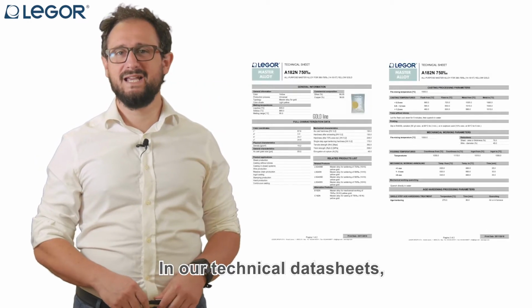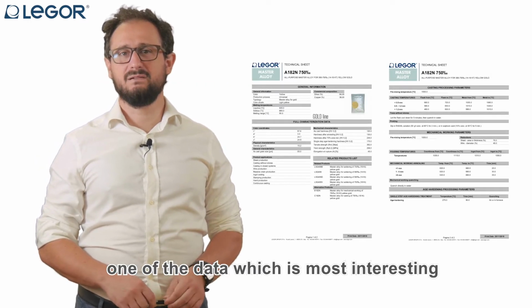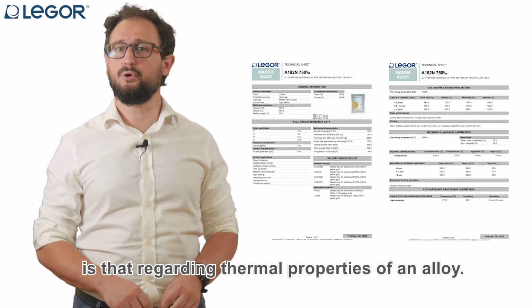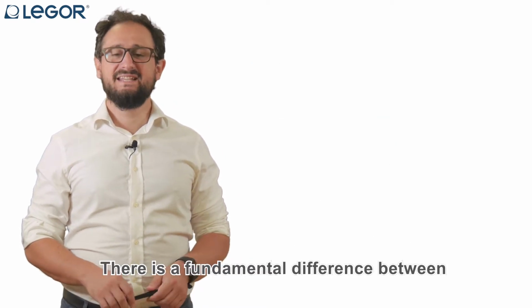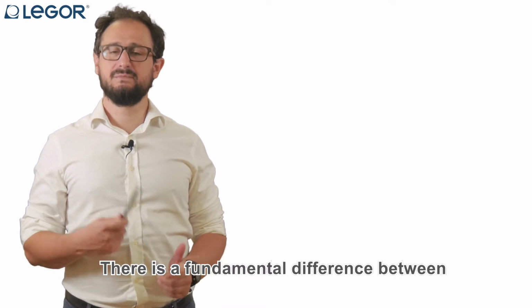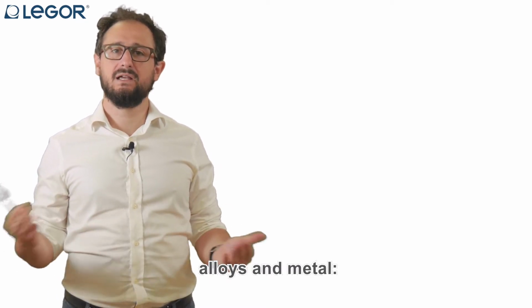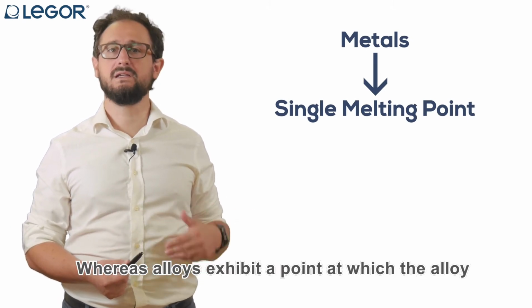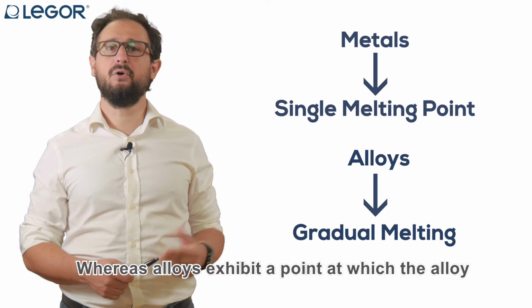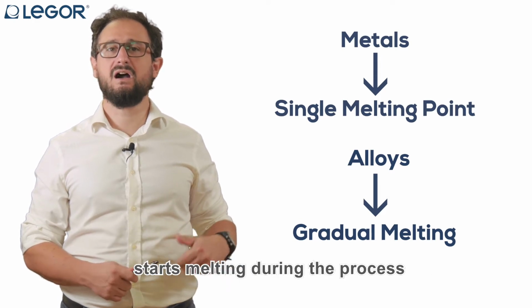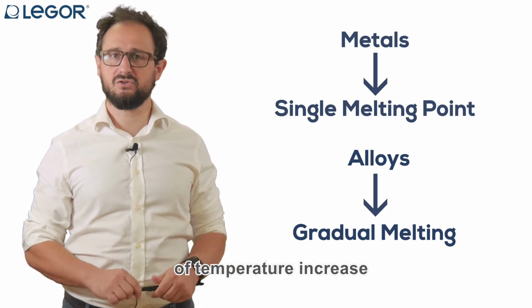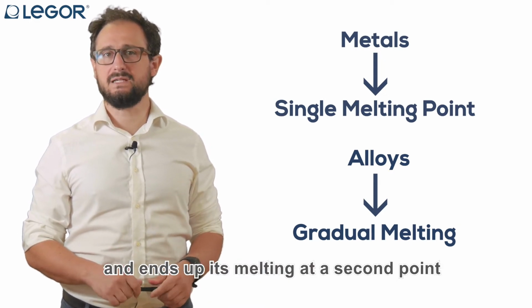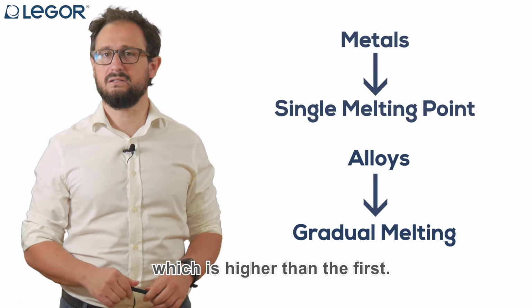In our technical data sheets, one of the data which is most interesting is that regarding thermal properties of an alloy. It is a fundamental difference between alloys and metals that metals have a single point of melting, whereas alloys exhibit a point at which the alloy starts melting during the process of temperature increase and ends its melting at a second point which is higher than the first.